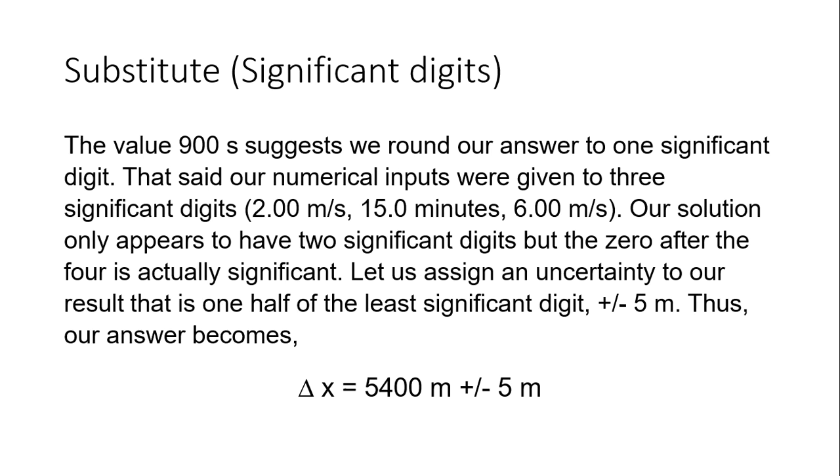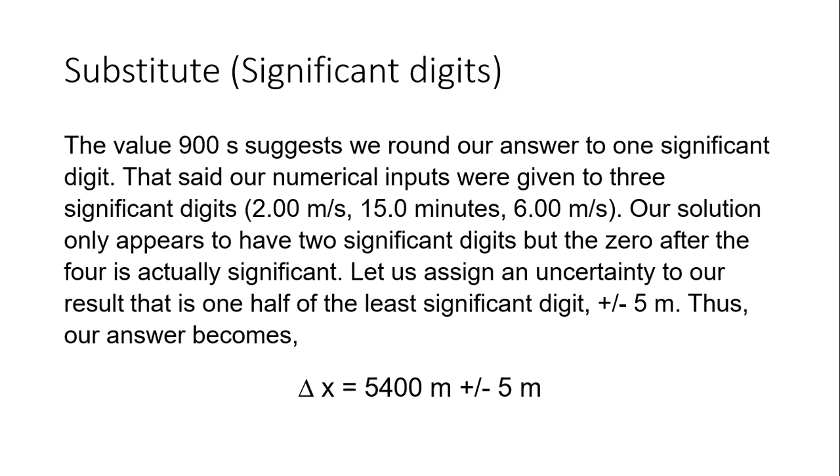Okay, we're still at the end of our substitute step, but we're going to take a look at our significant digits and our units. One, it's a displacement, so yes, it is in meters. Okay, the value 900 seconds suggests that we round our answer to one significant digit. That said, our numerical inputs were given to 3 significant digits. 2.00 meters per second, 15.0, and 6.00 meters per second. Our solution only appears to have 2 significant digits, but the 0 after the 4 is actually significant, even though we have trouble letting people know that.